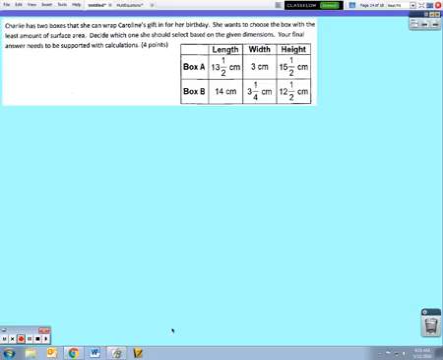Charlie has 2 boxes that she can wrap Caroline's gift in for her birthday. She wants to choose the box with the least amount of surface area because obviously she wants to save money on gift wrapping paper. So we need to decide which one she should use.